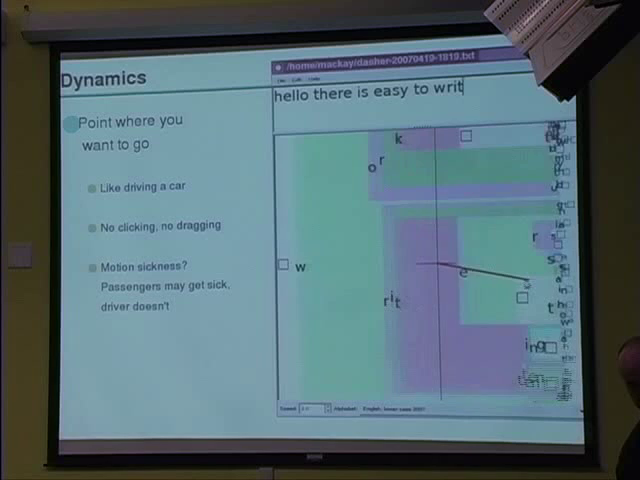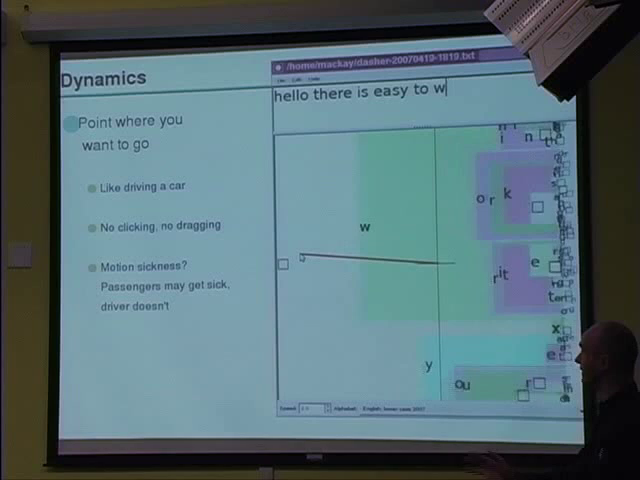If I want to back up out of the library, I can point left. And that's a way of undoing what I've recently written. And then I can go in and write it again.